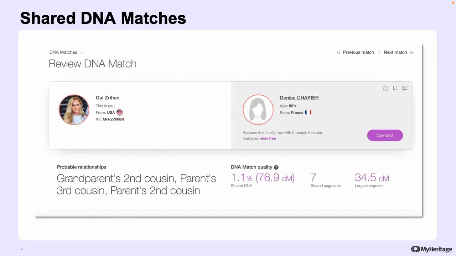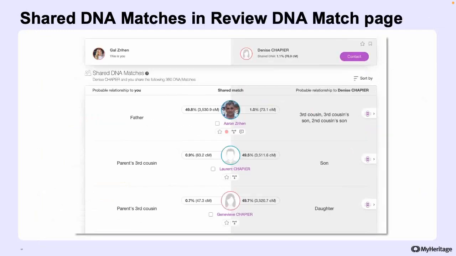It's not a lot. Now, the CM explainer was able to identify a couple of most probable relationships. Denise can be either my grandparent's second cousin, or my parents' third cousin, or my parents' second cousin. But in such low amounts of DNA, it's not easy to pinpoint an exact relationship. But I have my shared DNA matches.